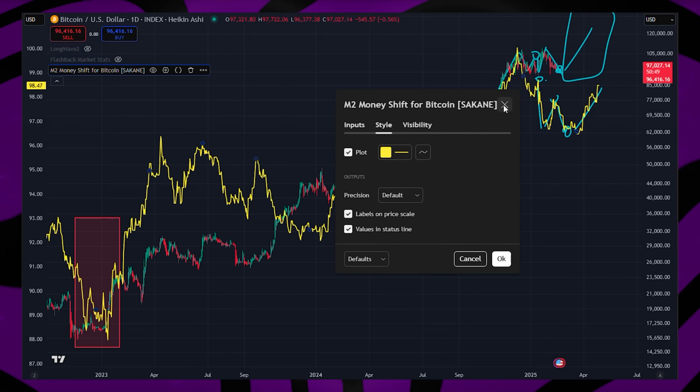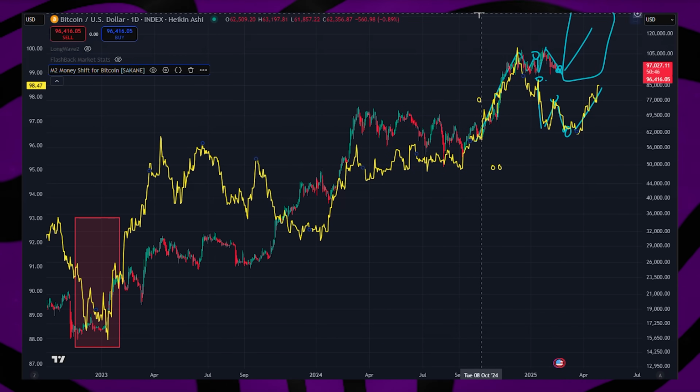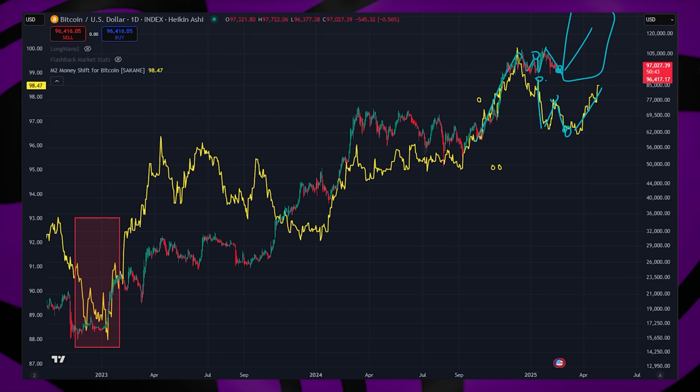There's a reason why some of the top analysts in the space are paying attention to liquidity trends. They provide an edge that many traders overlook.